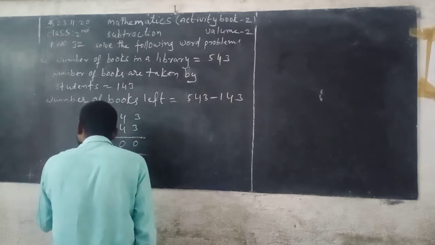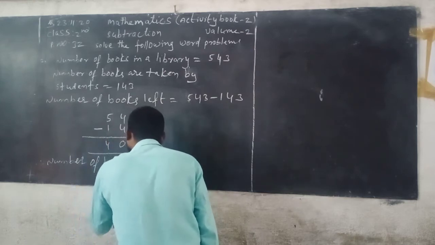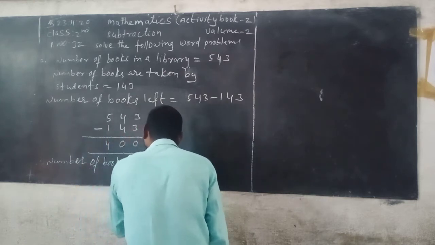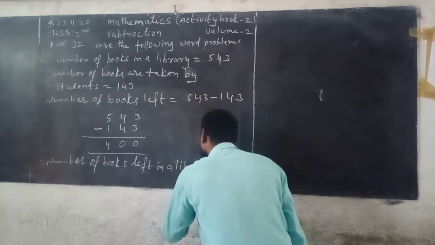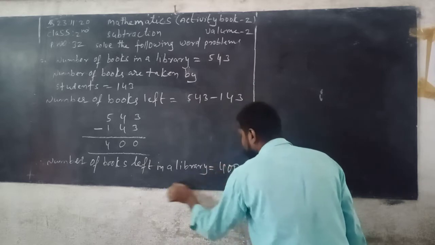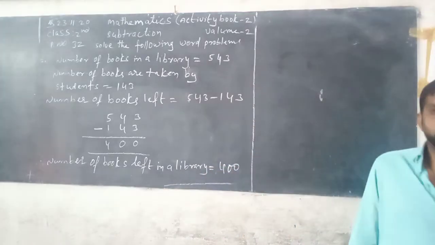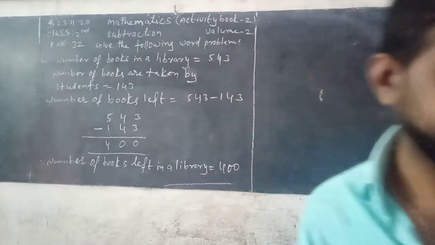Therefore, number of books left in a library, that is equals to 400. Write down everybody. Don't waste time. Write so nicely.